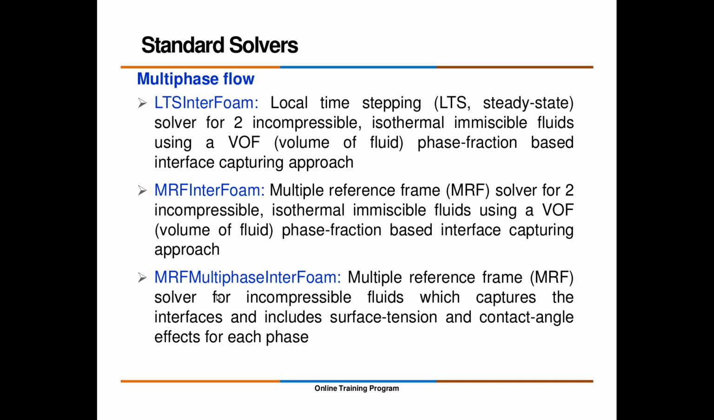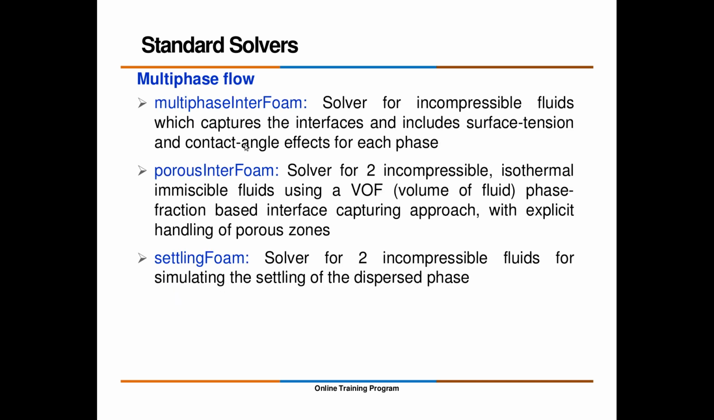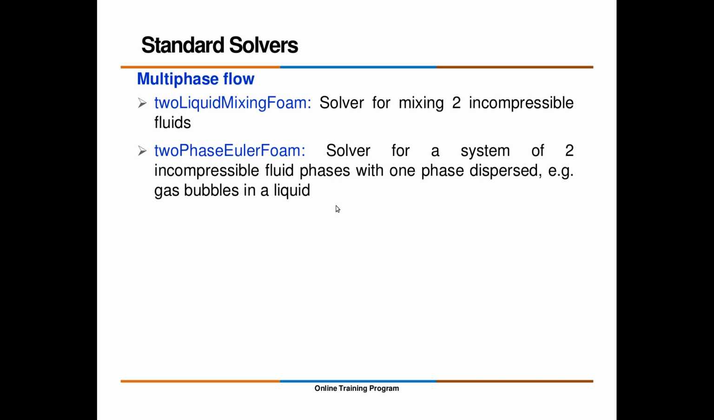This is all for rotating. We need not exactly rotate the entire mesh or part of the mesh, but we try to mimic it as a source term in the Navier-Stokes equations. Then multi-phase interFoam, porous interFoam, all these different classes of multi-phase flows are available. Two-phase Euler form: so many people are working with this, and people have done so many customizations with this class of solver.